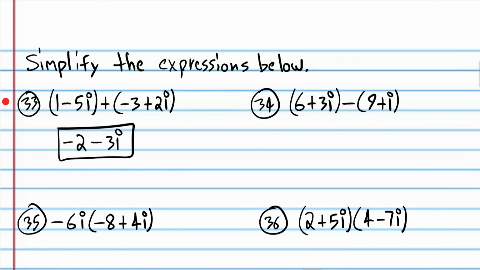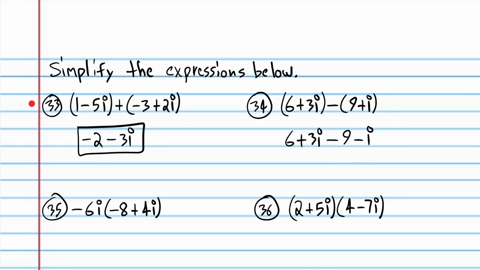Now let's subtract. You have to be really careful when you subtract a sum or a difference. Remember, you have to change the sign of all the terms that you're subtracting in the sum or the difference. So 6 minus 9 is negative 3, and 3i minus i is 2i.